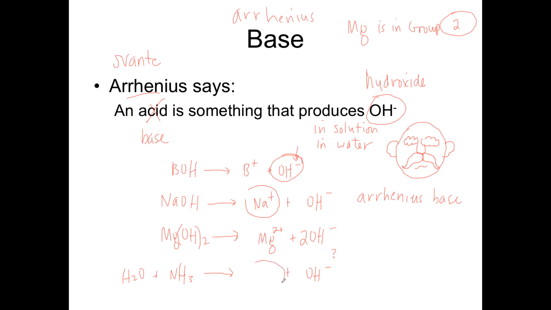So what's left? You fill in the box. You can either look at your book or figure it out. You really should try to figure it out before you look at your book. Okay, so those are Arrhenius bases.